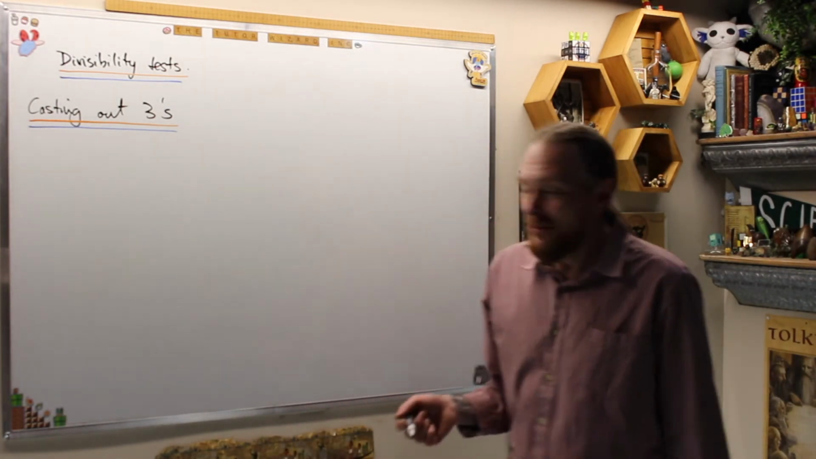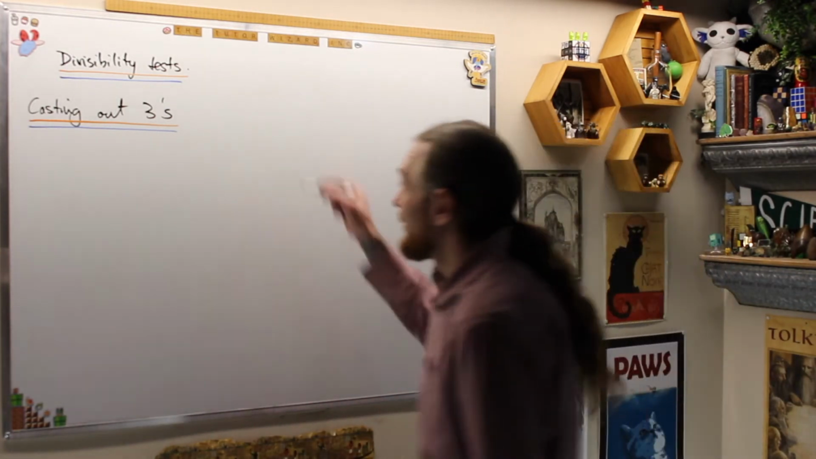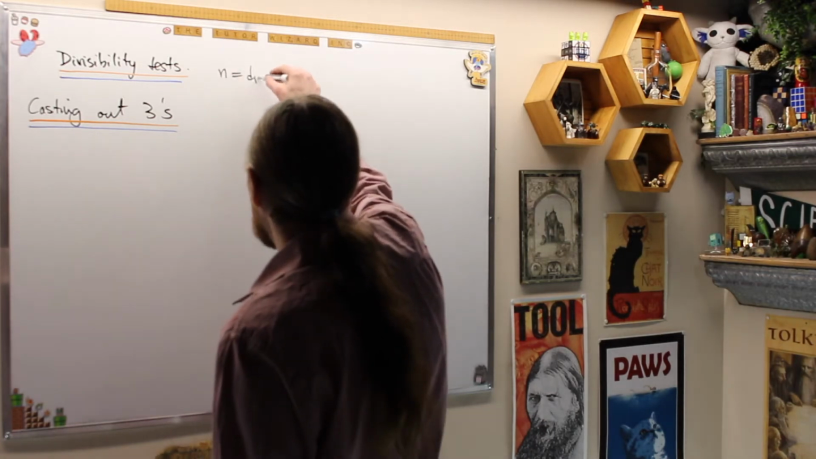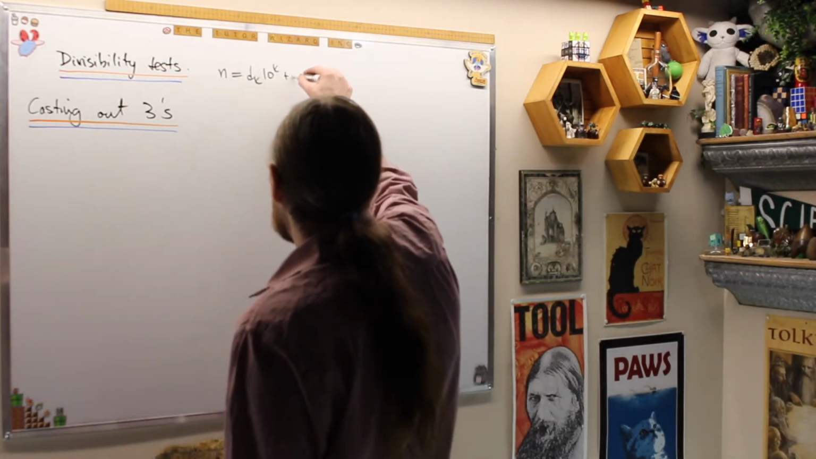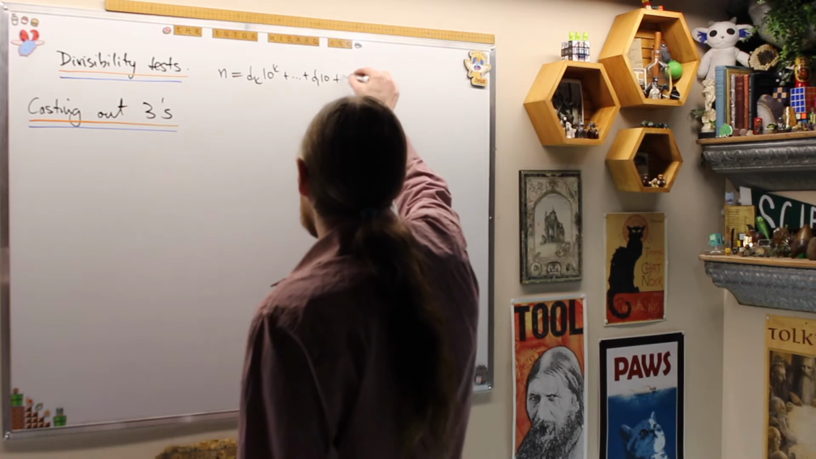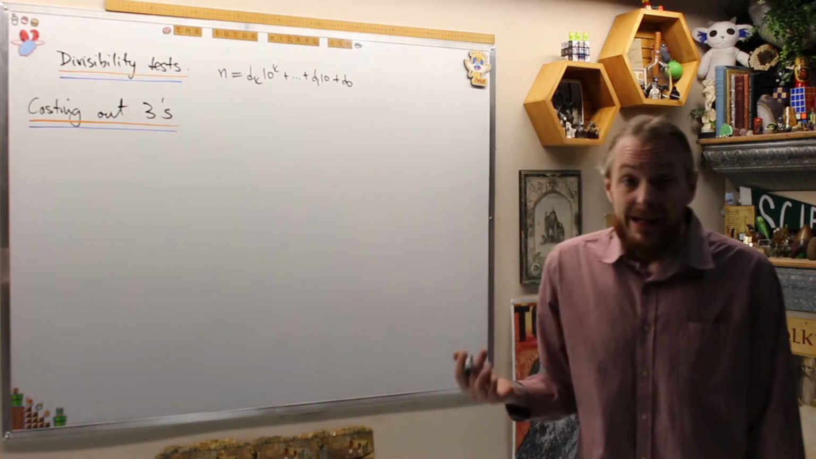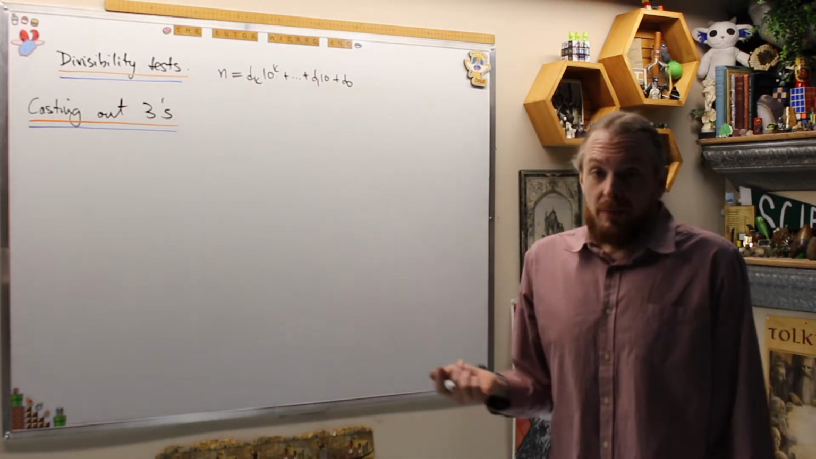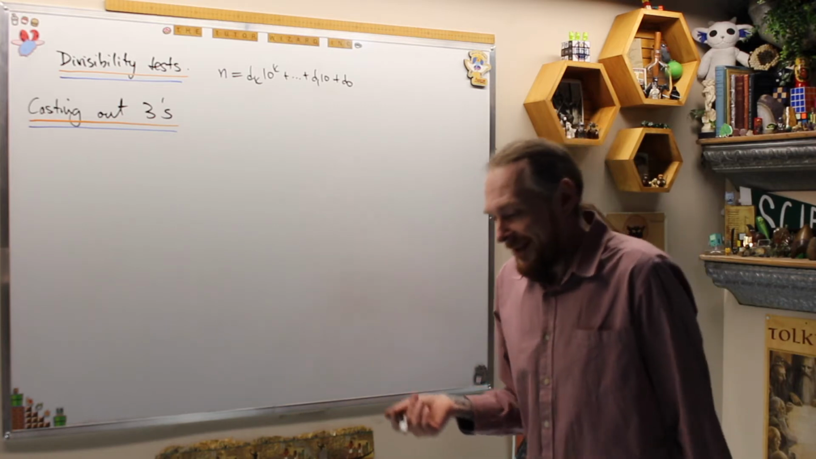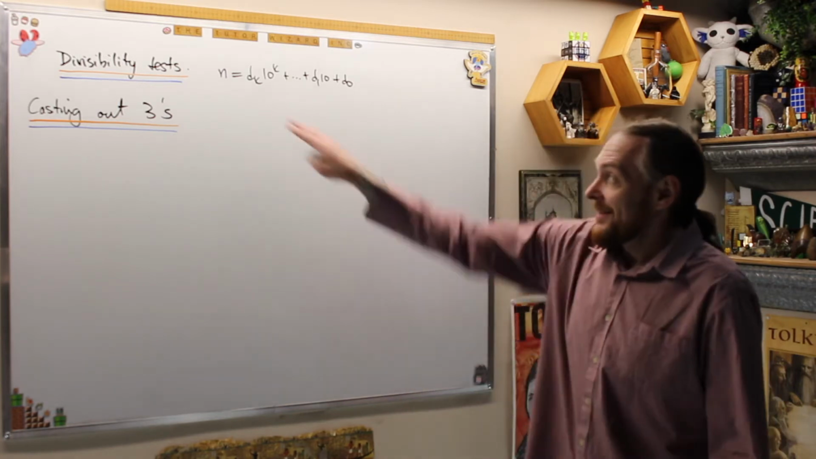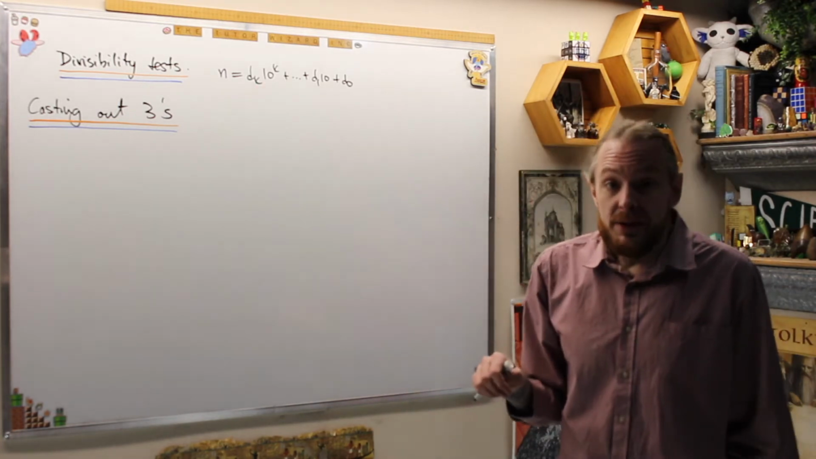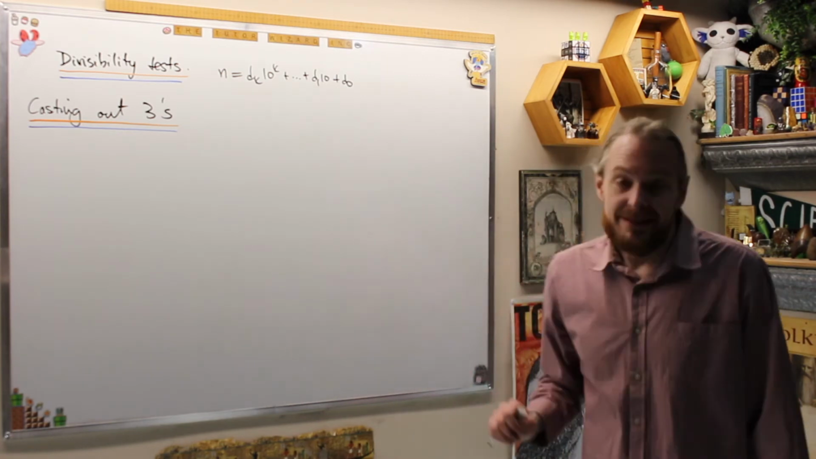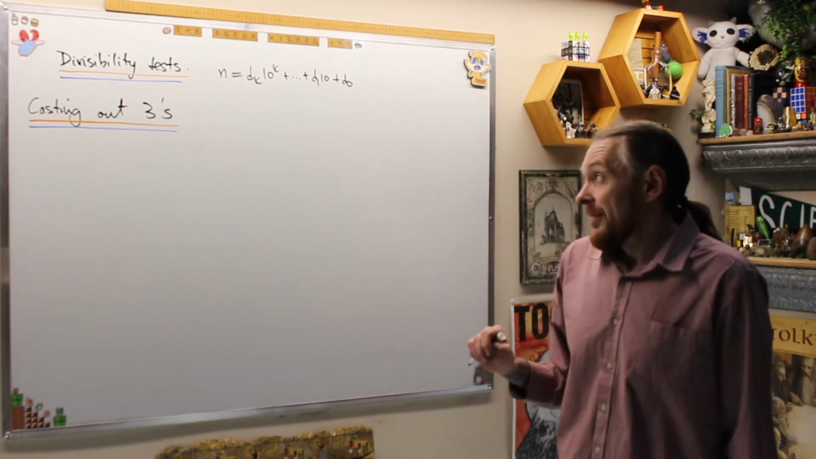Okay, for casting out 3's, what we're going to do is, again, I have to write this every time, n is dk 10 to the k plus dot dot dot plus d1 10 plus d0. This is how we're writing integers. Earlier, if you're taking the history of math class, we did this in all bases. So you can write this in any base b larger than 2. But we do it in decimal classically because most of our species does it this way.